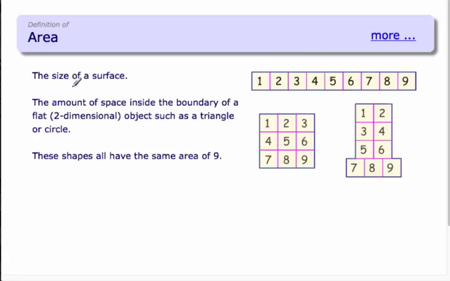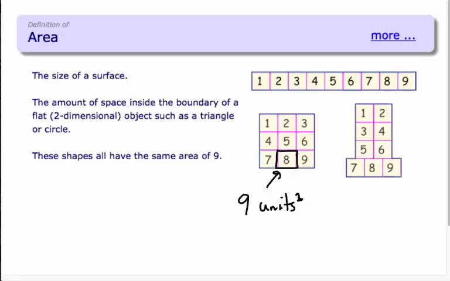So the area is the amount of space inside the boundary of a flat two-dimensional object. So we're looking at area of rectangles today. We have three different shapes here. All of them have an area of 9 square units. Like you can break it into 9 little squares. So we say they have an area of 9 square units. Okay, so area is always measured in square units. We can always divide up a figure into squares to find the area.